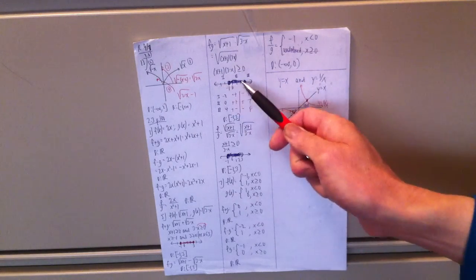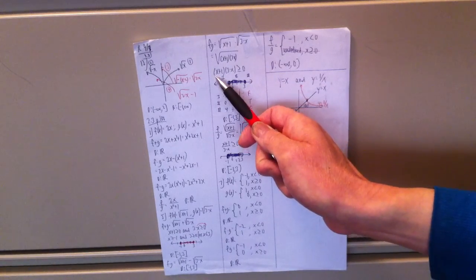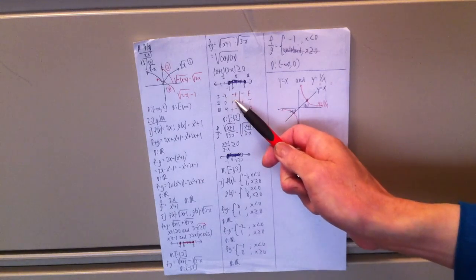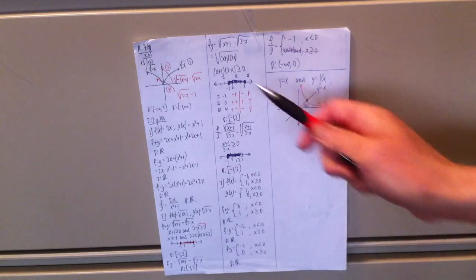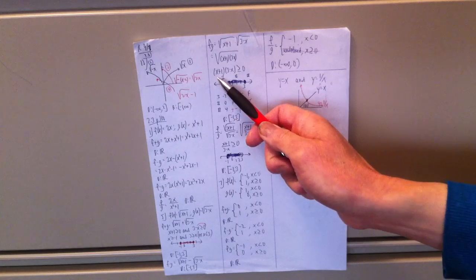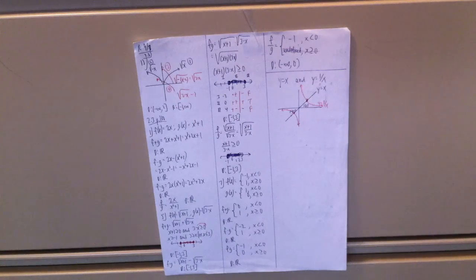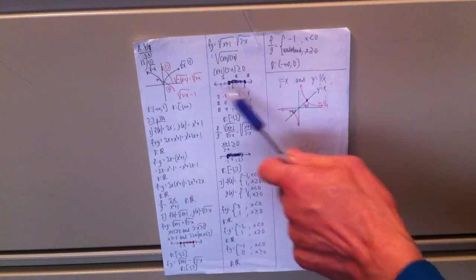Pick a number in region 1, region 2, region 3. Plug in negative 2. Negative 2 plus 1 is a negative. 3 minus negative 2 is a positive. Negative times a positive is a negative. Is a negative greater than or equal to 0? No, that's false. Do not shade in region 1. Region 2, put a 0. 0 plus 1 is positive. 3 minus 0 is positive. Positive times a positive is a positive. Is a positive greater than or equal to 0? Yes, that's true. So I shade in region 2.